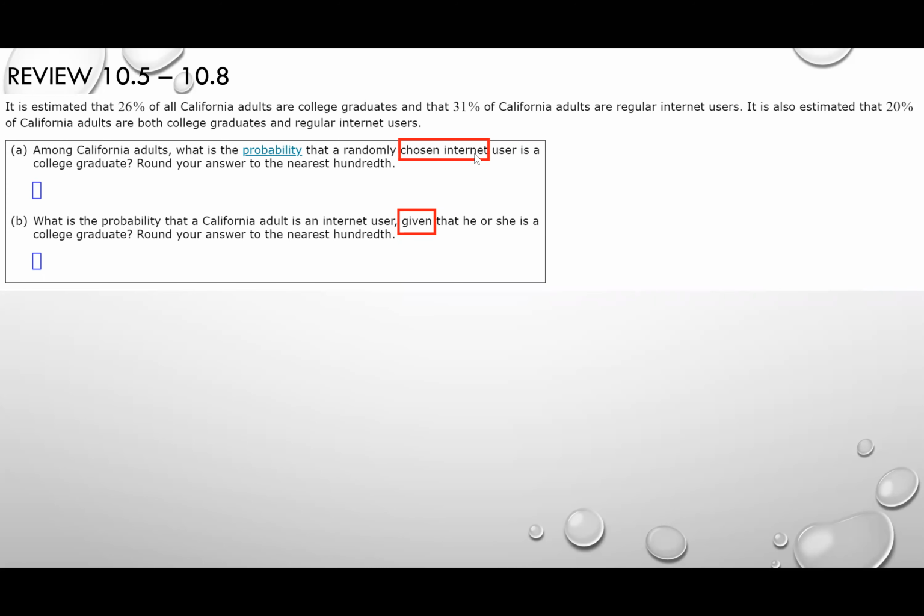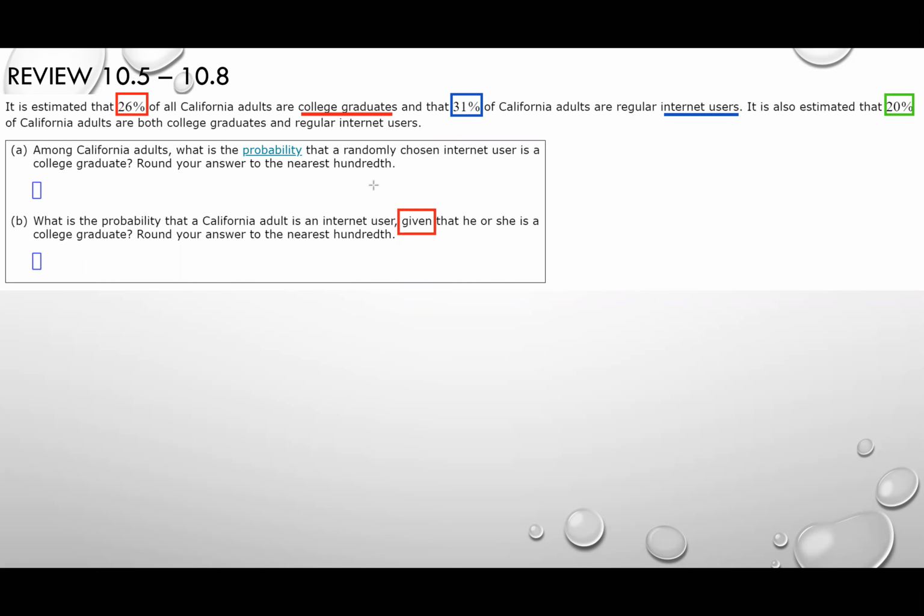But before we dissect A and B, let's take a look at what they give us, right? Let's take a look at what they give us here. So first of all, they give us 26. What is this 26%? That's what you need to ask yourself. Well, we know that 26% is the college graduate, right? So now we know that that 26% is a college graduate. And now 33%, what is the 33%? Well, the 33% is the internet user, right? And then they say 20%. What is this 20%? Well, 20% is both.